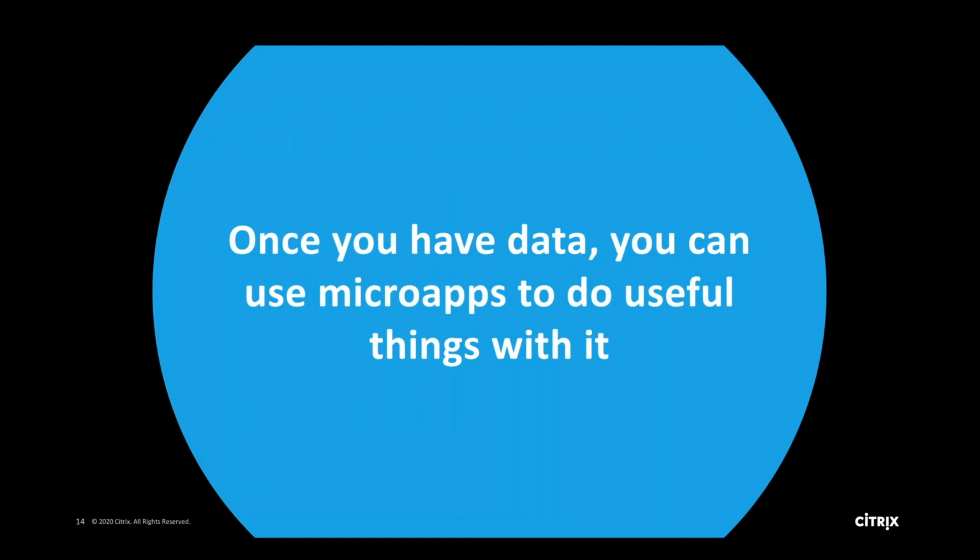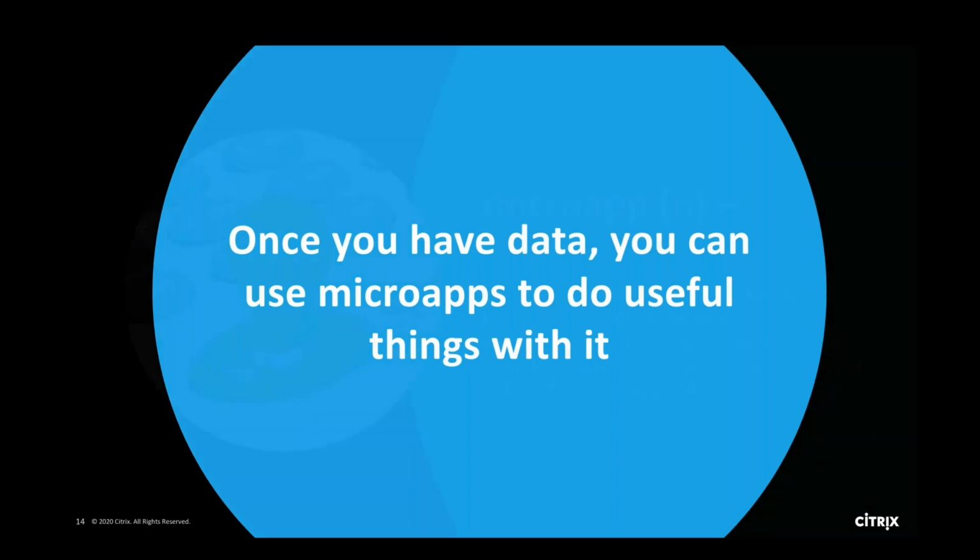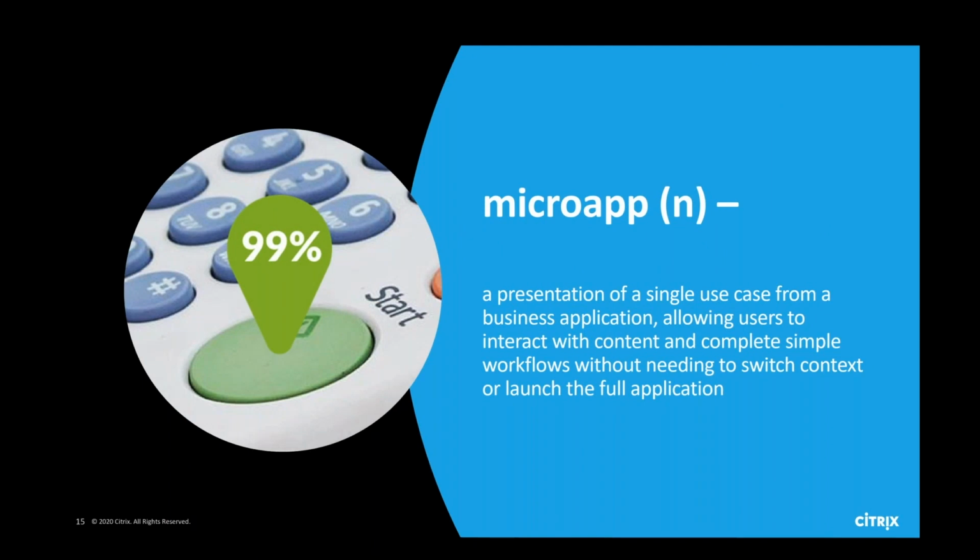So once you have your data, you can use Microapps to do useful things with it. We've got data in the cache, we can generate events, but we also might want to trigger events too. Before we go into that, what actually is a Microapp? We talked about it a lot, but what is it? Well, a Microapp is, you can read it there really, but it's a single use case, it's a single workflow. It is not trying to re-implement an entire application. It is simply about trying to get one particular use case done.